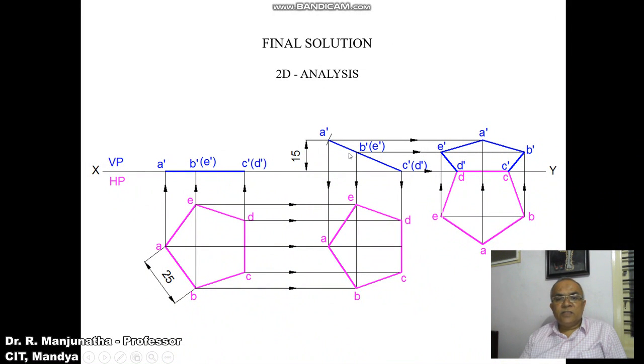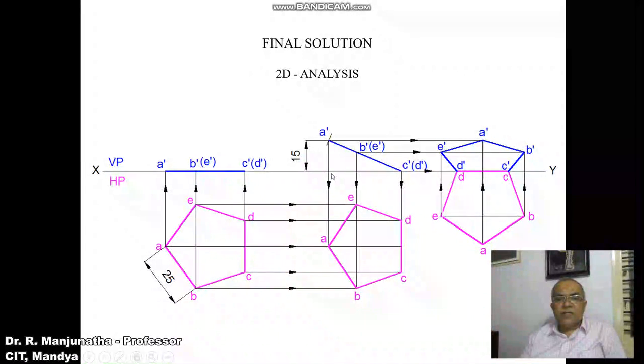Then join A dash to C dash with a dark line, and using the compass, measure the distance from C dash to B dash. From C dash, cut an arc on this second position front view, and mark this point as B dash and E dash. Then we need to draw the top view.